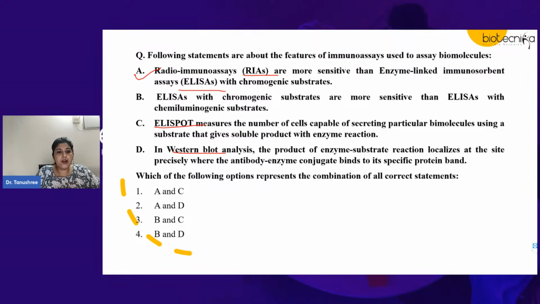The question is about four statements given about the features of immunoassay. You have to go through each and every statement, all four statements, and find out the combination of the correct statements. So definitely to answer this question, you have to read and understand each statement thoroughly. So take your time and answer this question.